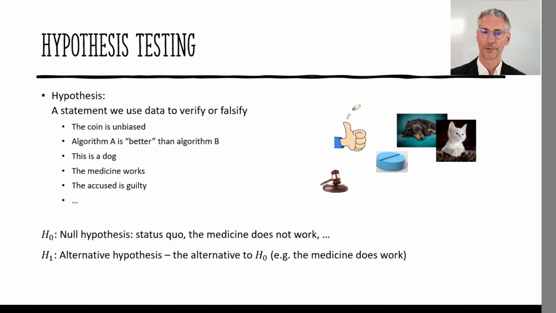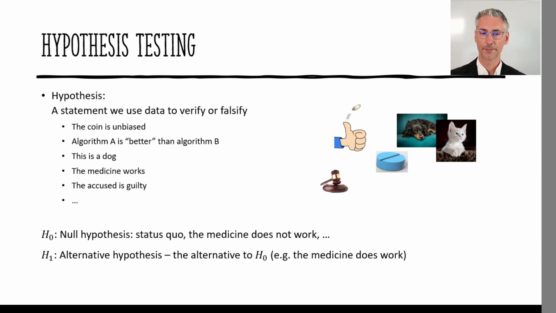Now let's discuss hypothesis testing. Hypothesis testing is essentially a statement where we want to use data to verify and falsify. For example, is the coin unbiased? Is algorithm A better than algorithm B? Is this a dog? Does the medicine work? Is the accused guilty? And so on.